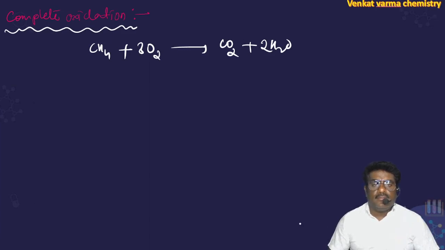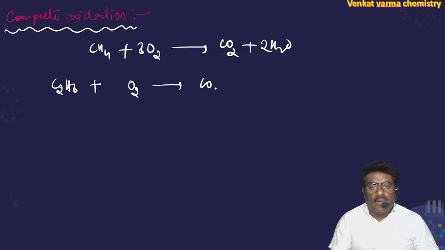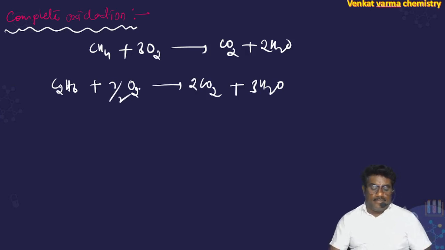Again, ethane combustion, C2H6 in presence of oxygen, gives carbon dioxide and water. This is for complete oxidation, to release carbon dioxide and water.